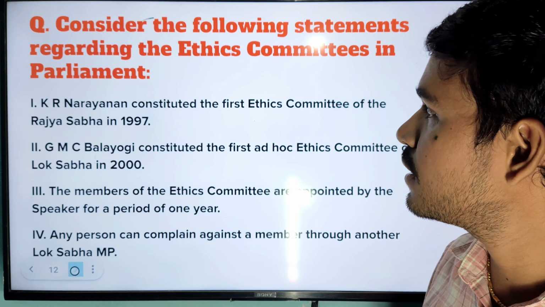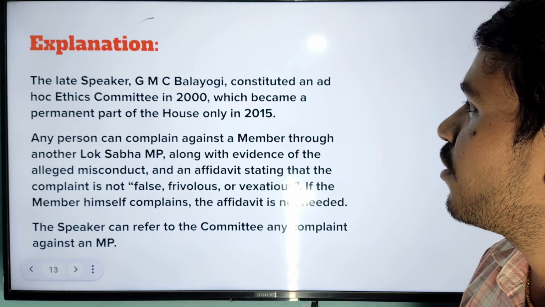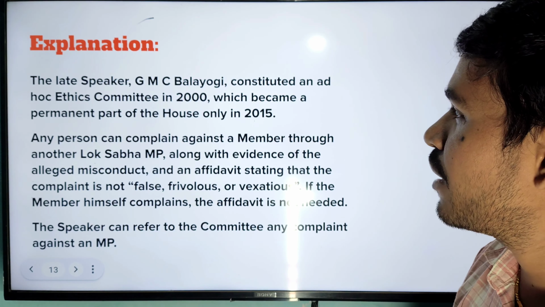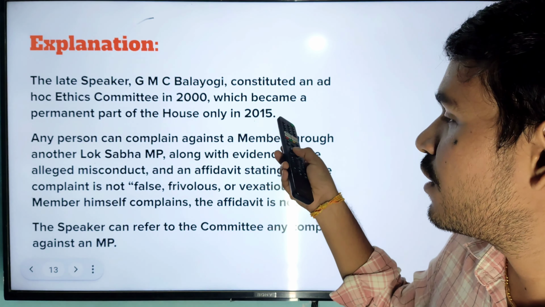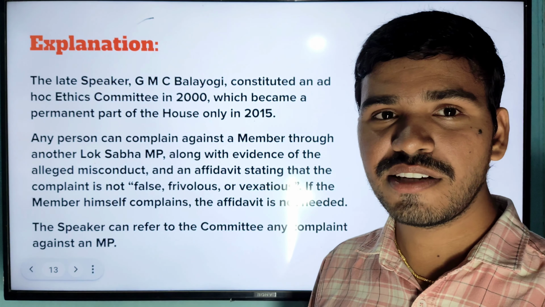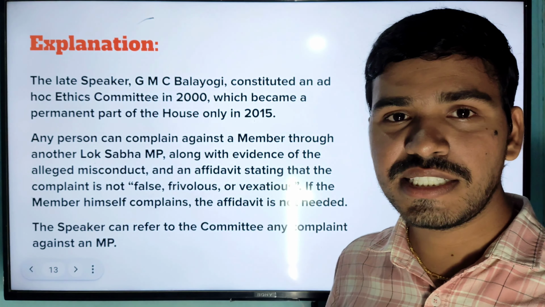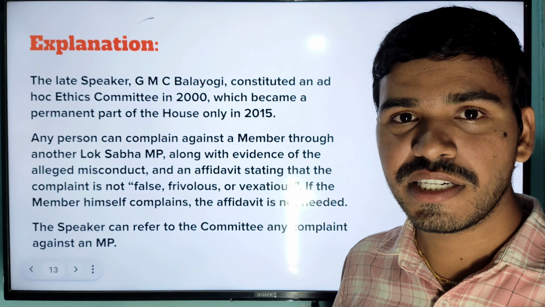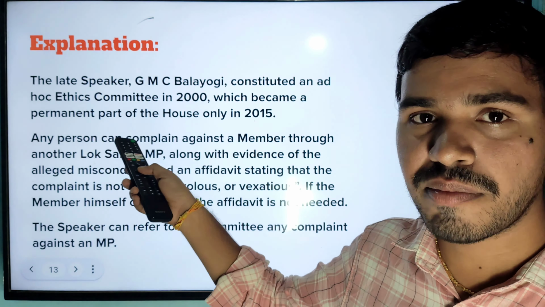If you see the explanation, the late speaker GMC Balayogi constituted an ad hoc ethics committee in 2000, which became a permanent part of the house only in 2015. At first it is an ad hoc committee, but after that it is formed as a permanent committee. Permanent committee means that those are not dissolved. But in ad hoc committees, if the case is completed, then that committee is dissolved at that time. But after 2015, it became a permanent committee.